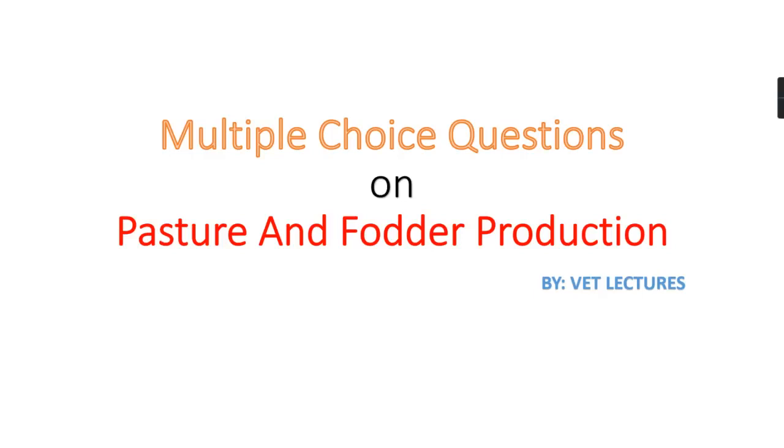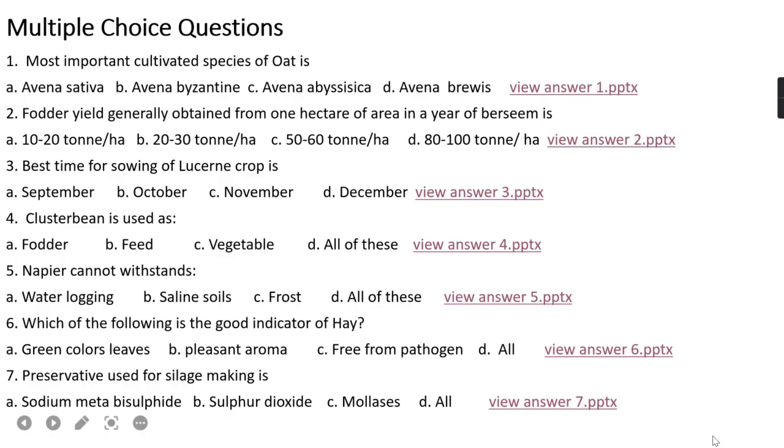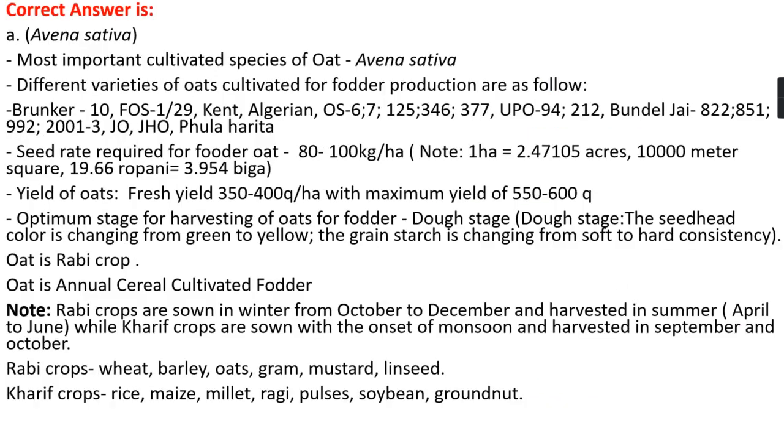Today we will discuss multiple choice questions on pastures and fodder productions. Question number one. Most important cultivated species of oat is option A Avena sativa, option B Avena byzantina, option C Avena abyssinica, or option D Avena brevis. The right answer is option A, that is Avena sativa. The most important cultivated species of oat is Avena sativa.